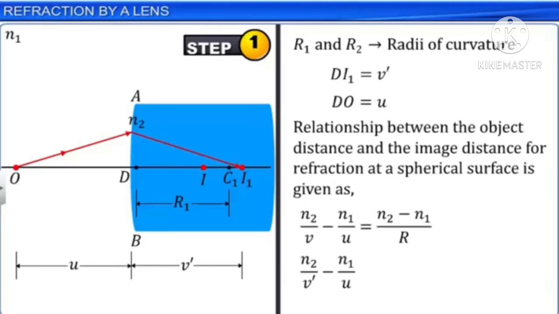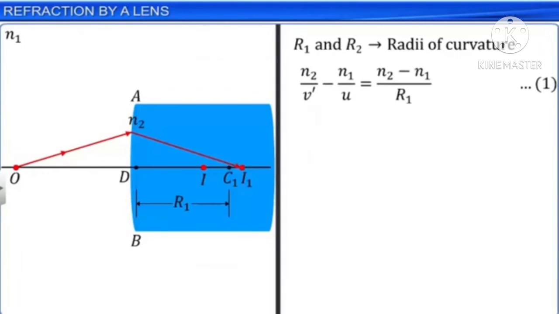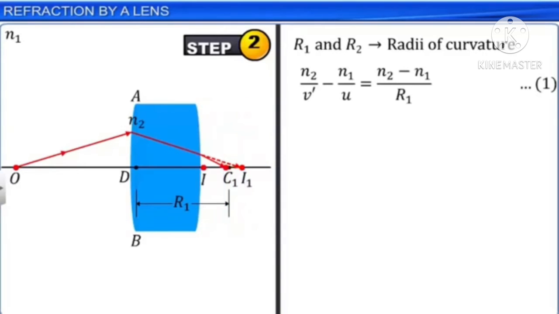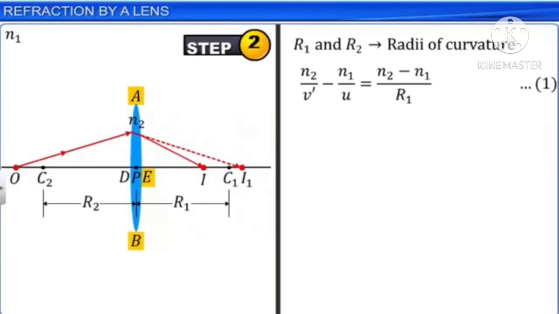Since the lens we are dealing with is a thin lens, we can write that EI is equal to V and EI1 is equal to V'. Hence, we can write N1 by V minus N2 by V' is equal to N1 minus N2 by R2. Let this be equation 2. On adding equations 1 and 2, we get N1 into 1 by V minus 1 by U is equal to N2 minus N1 into 1 by R1 minus 1 by R2.